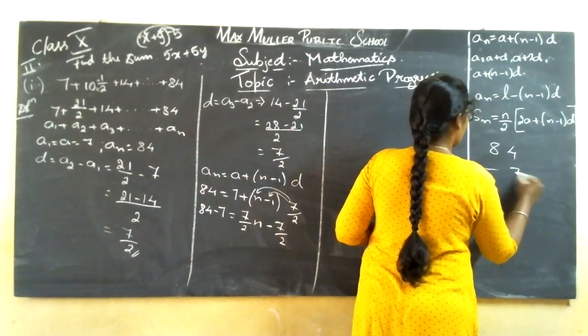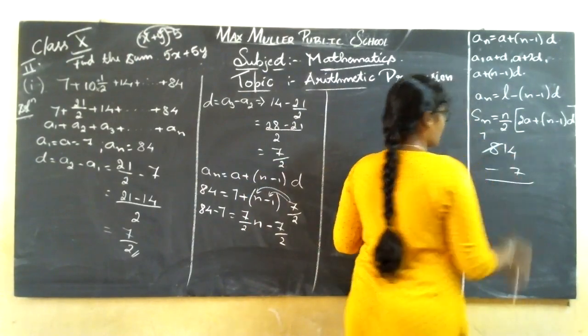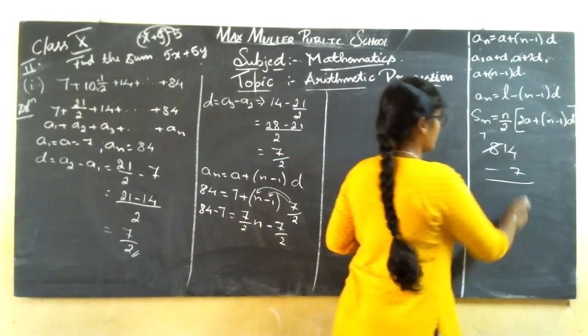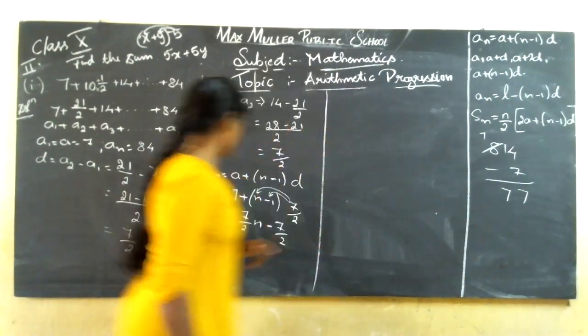Now, in 84, how many times does 7 go? 84 minus 7. It is 7 and 1. 14 and 7 also, it is 7 and 7. So it is 77.